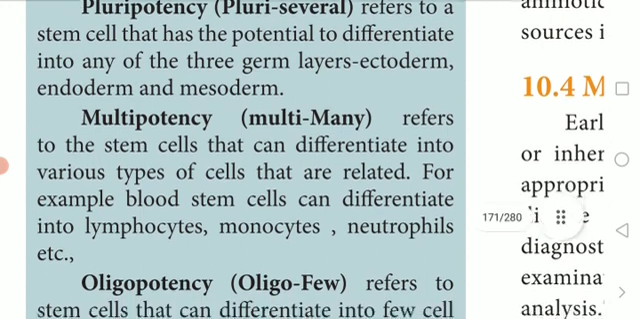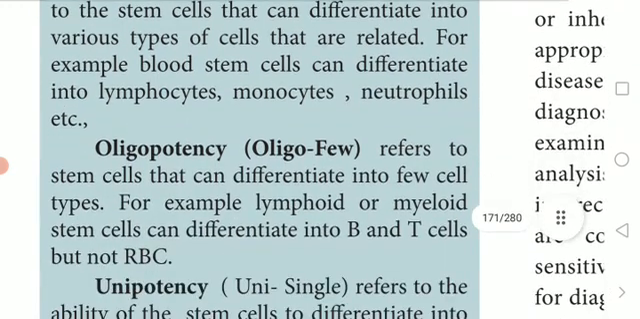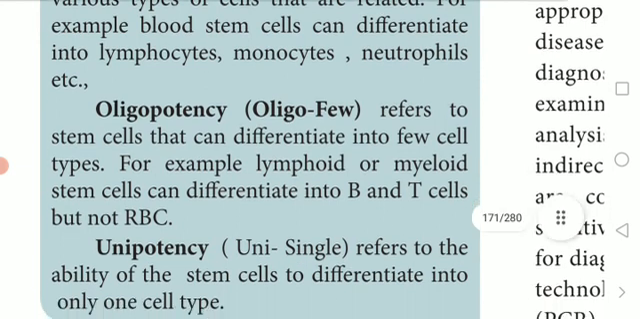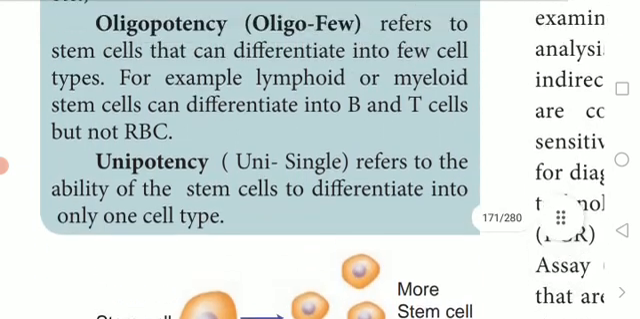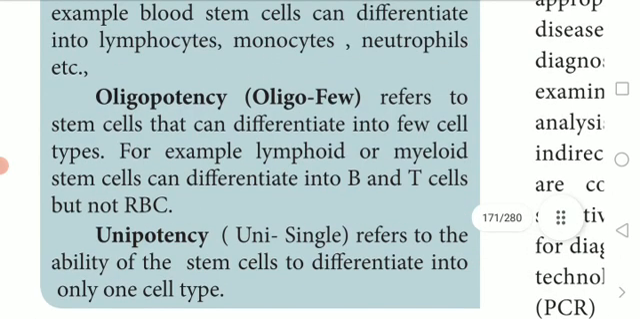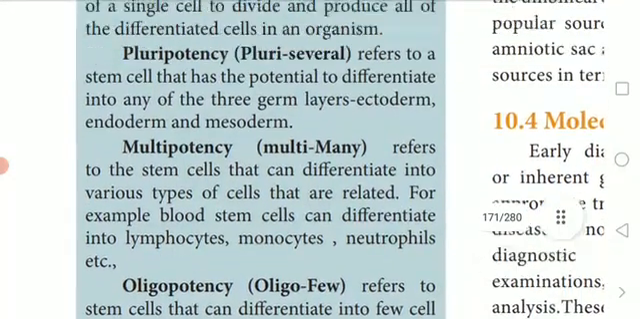It refers to a stem cell that has the potential to differentiate into any of the three germ layers, that is ectoderm, endoderm, mesoderm. The next one is multipotency. Multi means many. So multipotency refers to stem cells that can differentiate into various types of related cells. For example, blood stem cells can differentiate into lymphocytes, monocytes, and neutrophils, etc.